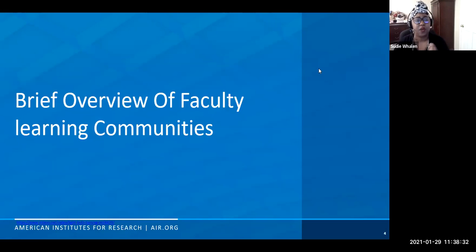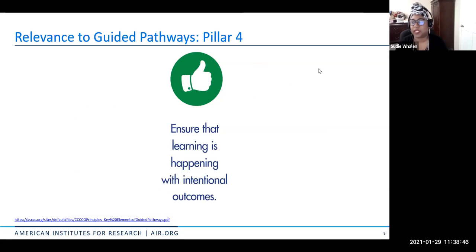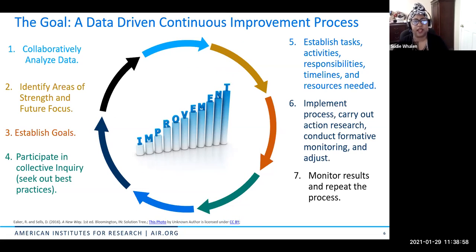Okay, so why are we here? Why are we even talking about faculty learning communities? Well, when it comes to guided pathways, it looks like one of the biggest challenges we're having is making sure we're hitting that 4th pillar here, that ensuring that learning is happening with intentional outcomes. And so when we're talking about faculty learning communities, we really are talking about being very intentional with trying to hit that 4th pillar. Faculty learning communities engage in the process for improving outcomes based on data, and it's pretty straightforward, or rather it's circular and cyclical.